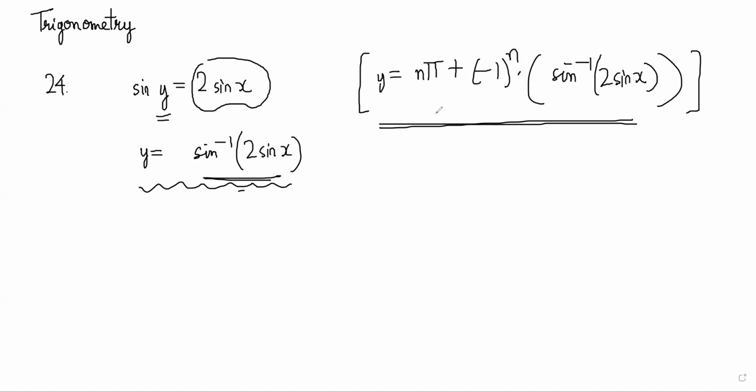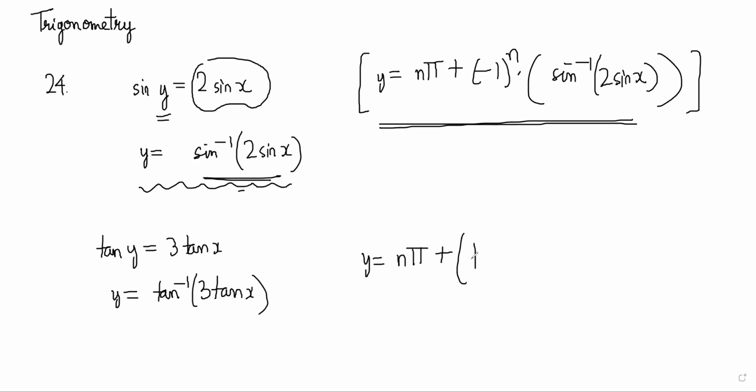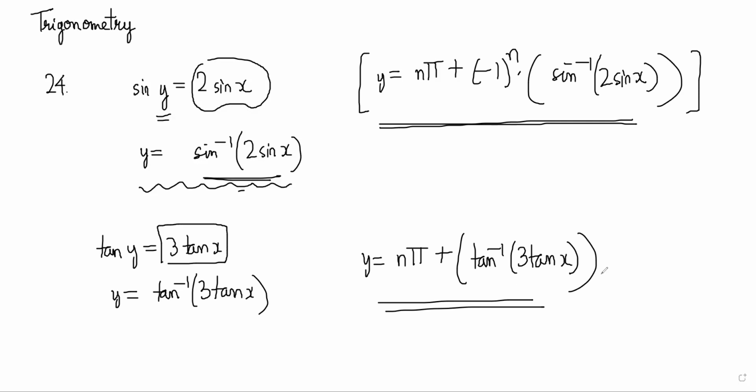Similarly, the next one is tan y is 3 tan x. Obviously the basic angle is y is tan inverse 3 tan x. But the general solution would be y is equal to n pi plus tan inverse 3 tan x. Anytime you have y equal to this, if you take tan of this, you will always get 3 tan x. You understand what I'm saying? Yes, sir. Understood.